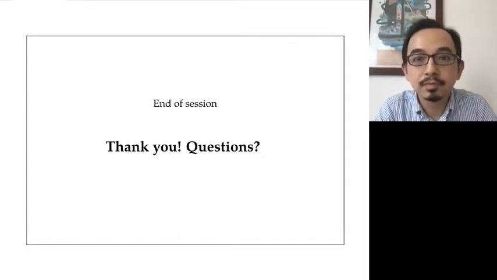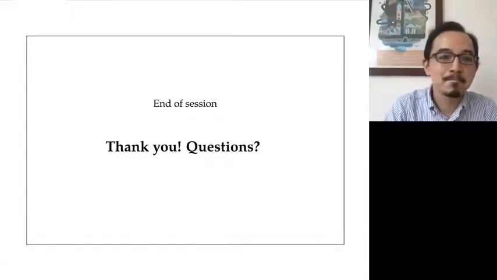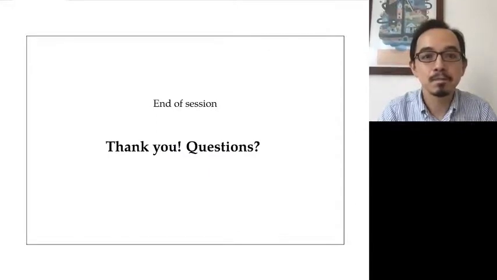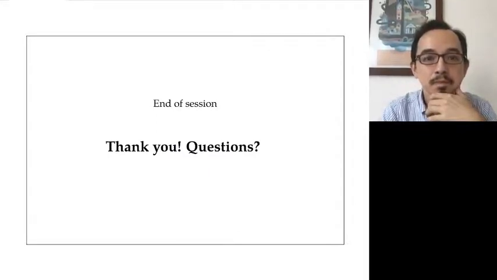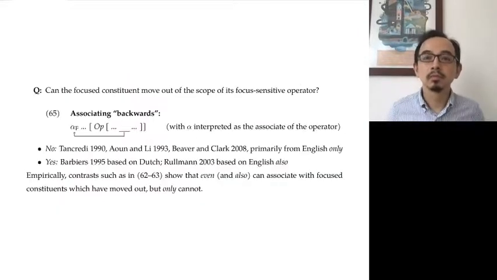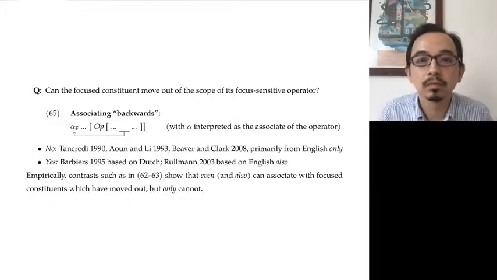Hi, Mitchell. Hi, Tommy. Yeah, hi. I just have a question on 65, associating backwards. So I was wondering, what could be the reason for languages that allow for associating backwards, and those that do not allow for associating backwards? If we assume copy theory of movement, and we also copy that feature.